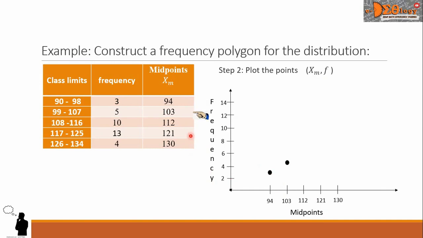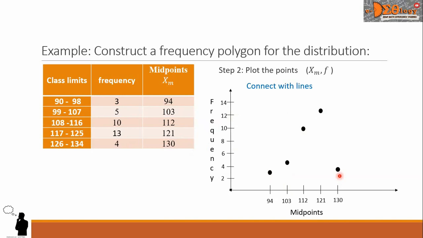The second point is 103, 5. This is the point. The third point is 112, 10. Here is the point. Next point is 121, 13. Here is the point. The last point is 130, 4. Here is the point.